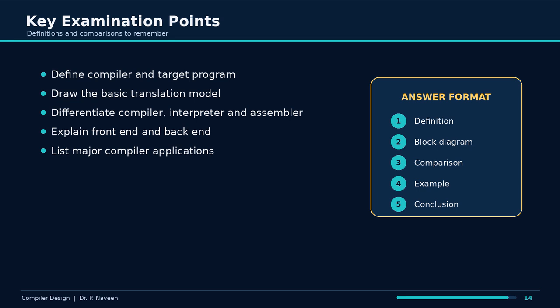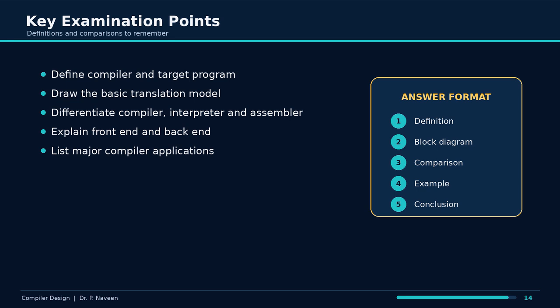Next, slide number 14, important examination points. Students, remember these important examination points. A compiler is system software. It converts the source program into an equivalent target program. It also reports errors. So the basic compiler model has a source program, compiler, and target program or error messages.